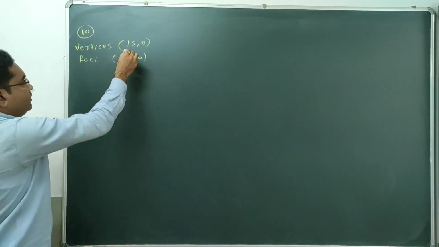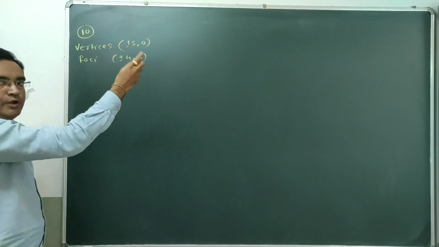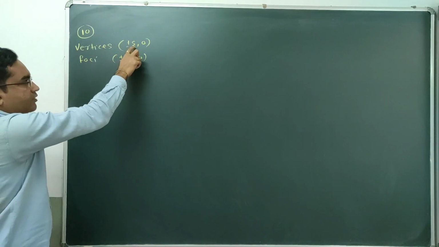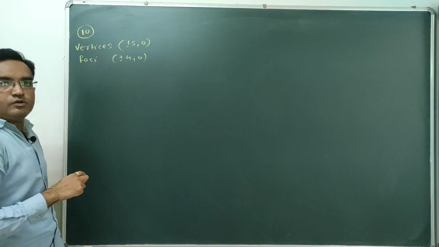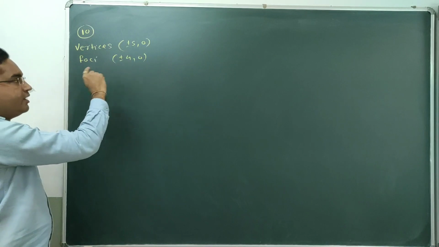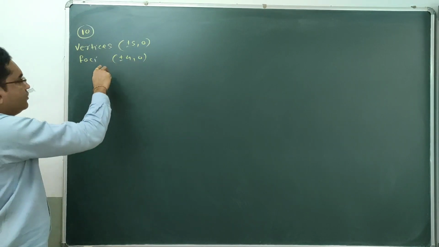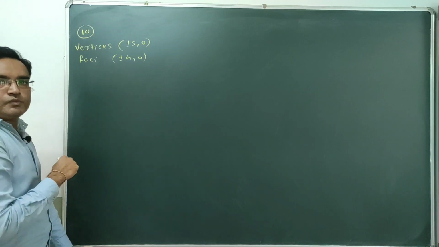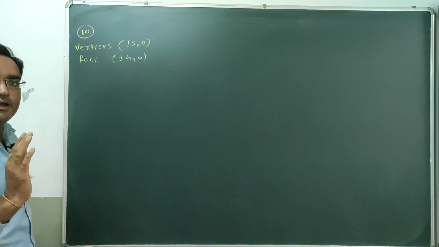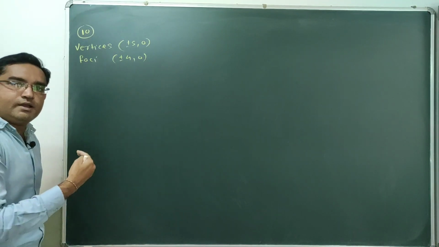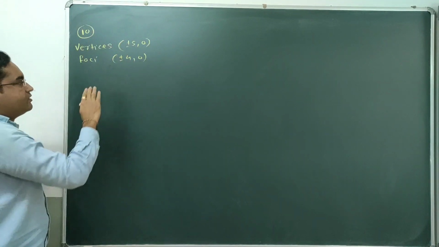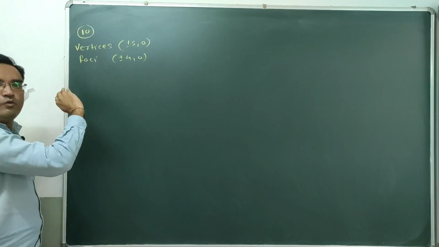Vertices are the endpoints of the major axis. Here the vertices lie on the x-axis, the y-coordinate is 0. So vertices lie on the x-axis, as well as foci. Coordinates of foci are plus or minus 4, 0, so the foci also lie on the x-axis. These are the conditions for the horizontal ellipse. First we have to identify whether the given conditions are for a vertical ellipse or a horizontal ellipse. By analyzing these conditions, we can say these are the conditions for the horizontal ellipse.